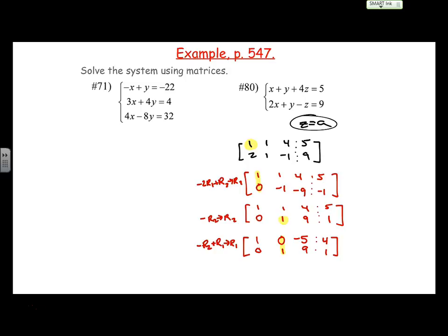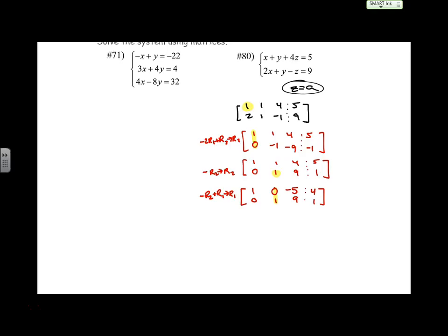I can't keep going. I can't go to column 3. So what do we do? Your calculator would get this far and say, uh-oh, I can't go any further. We say, all right, let's just take them. I have x minus 5z is equal to 4. I have y plus 9z is equal to 1. And I have z is equal to a.